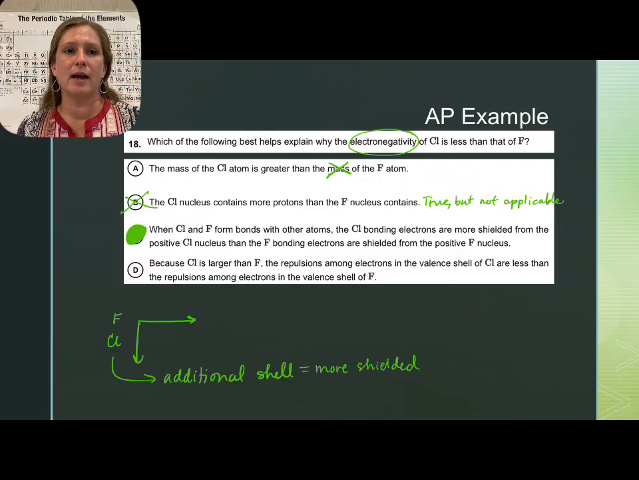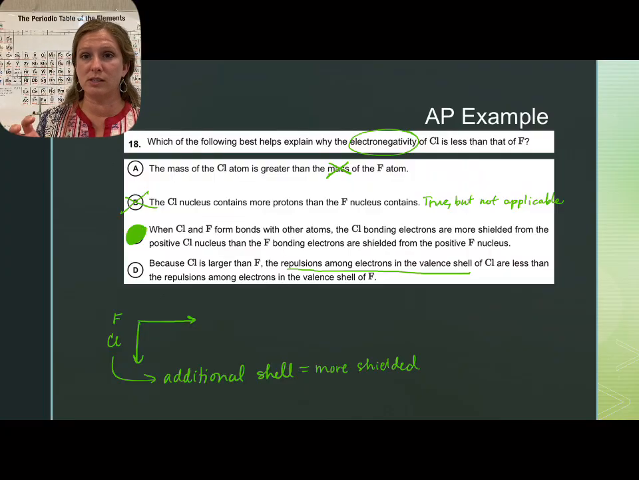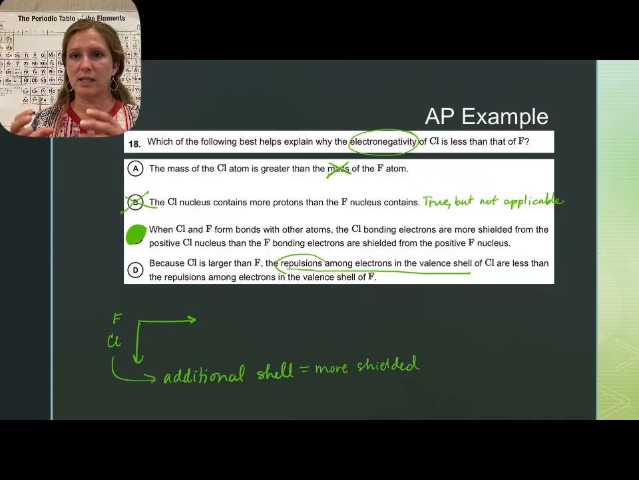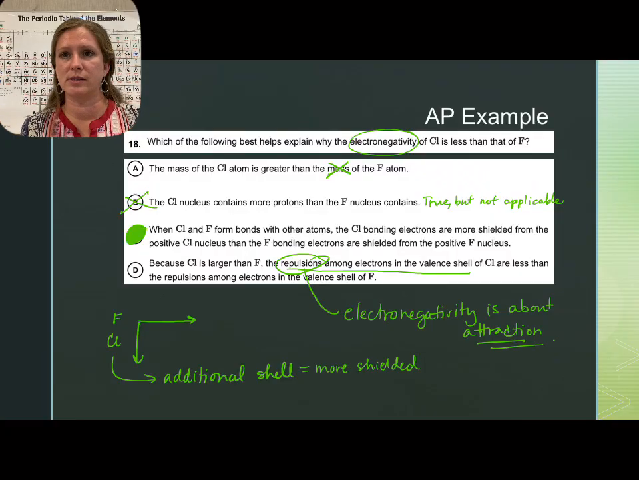And then D, it says because chlorine is larger, the repulsions among electrons in the valence shell of chlorine are less. We're not concerned about repulsions in the valence shell. The only repulsions that we're concerned about are the shielding electrons, the ones that are between the nucleus and the attractive protons and the electrons on the outside. So all the ones on the outside pushing against each other, that's not what we're looking at here. So C is the correct answer.